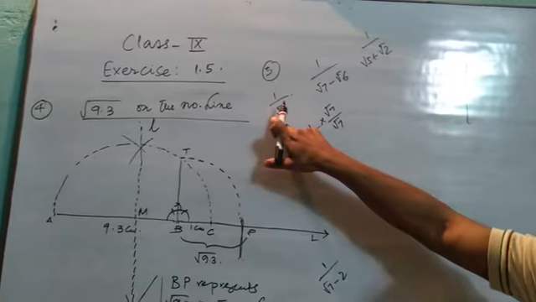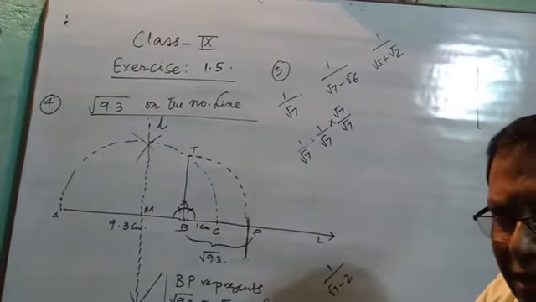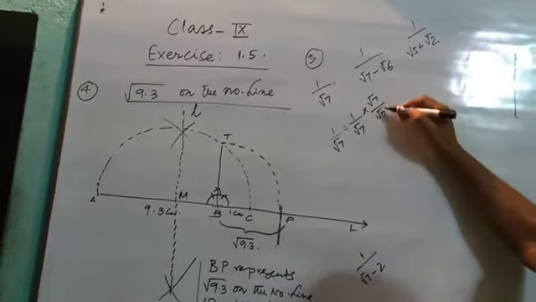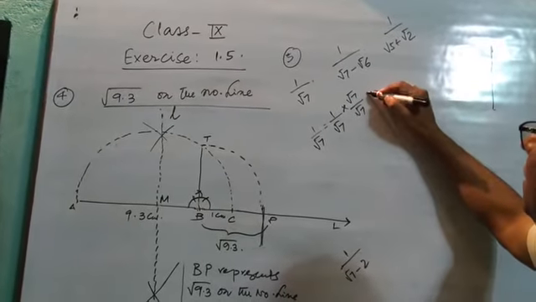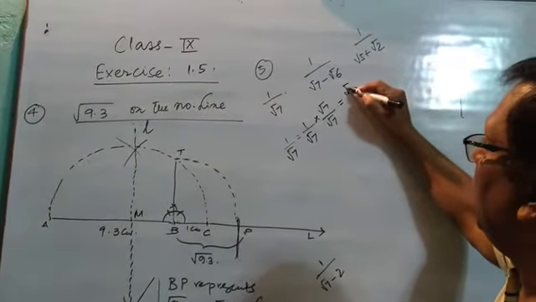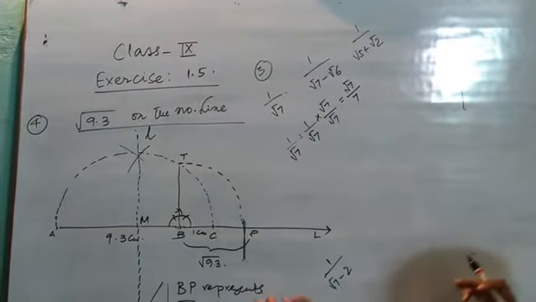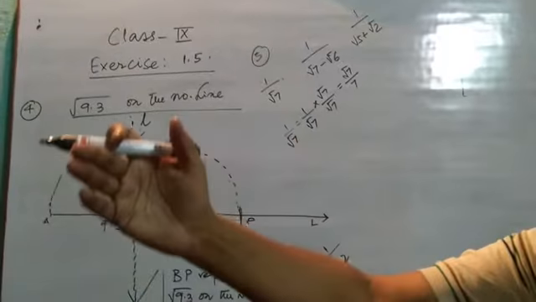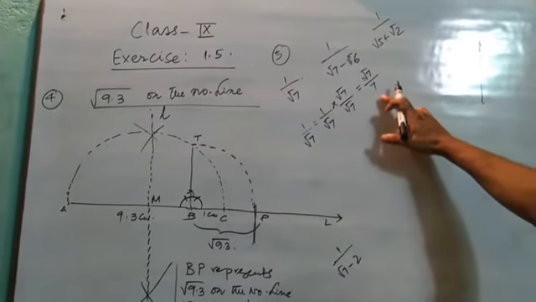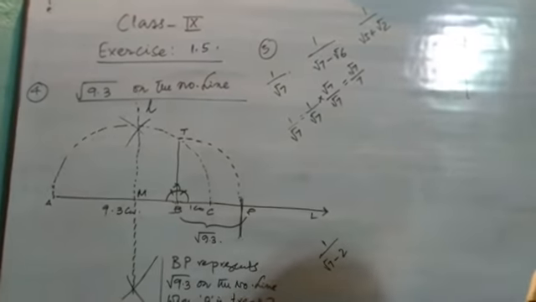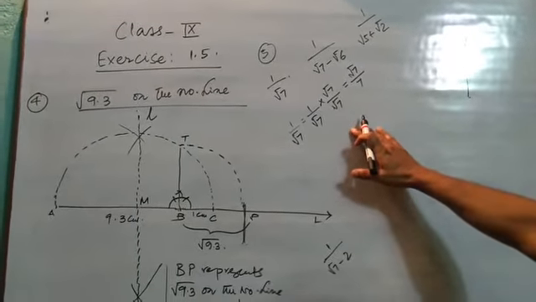Root 7 is in the denominator and we have to make root 7 a rational number. So we have multiplied both numerator and denominator by root 7. The answer is root 7 by 7. See, in the numerator, the irrational number root 7 came. But what about the denominator? The denominator is 7. That means the denominator has been converted into a rational number. We have done the rationalization.